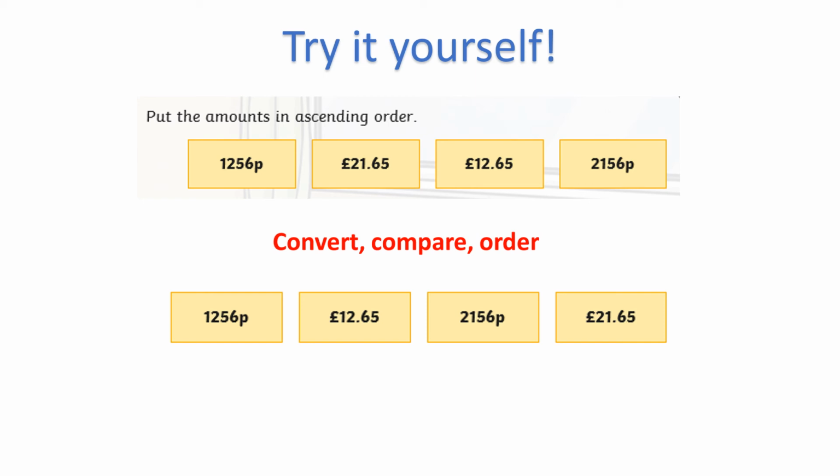Okay, so this ascending order, as we know from smallest to greatest, so the answers are as follows: 1,256 pence, £12.65, 2,156 pence, and £21.65. So you could have either converted the pence to pounds or the pounds to pence, and you would have still gotten the same answer. So smallest to the greatest. Well done if you got that correct.